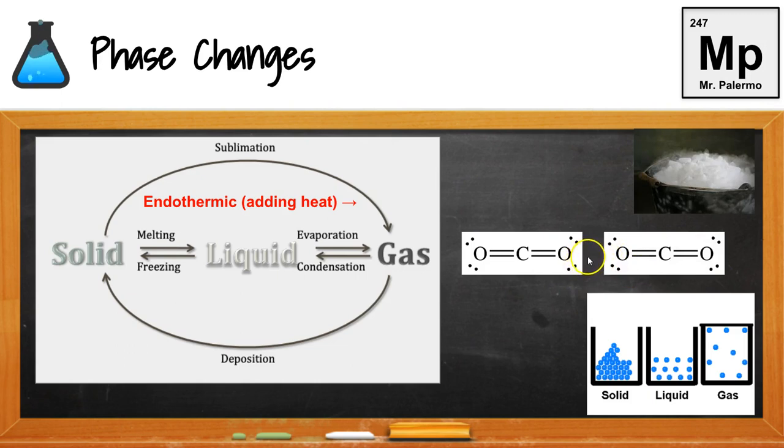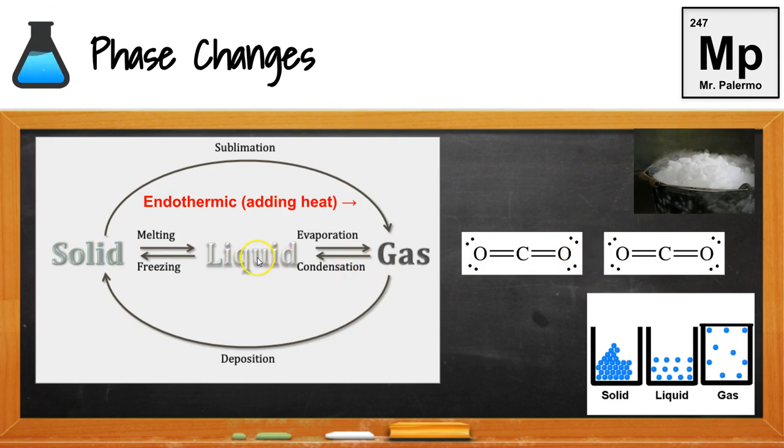And since they are so weak, when you place solid carbon dioxide or dry ice in an environment that has, let's say, for example, room temperature, that has a lot of heat energy, that heat energy very easily overcomes these weak intermolecular forces, and therefore they're not strong enough to hold it in the liquid phase.